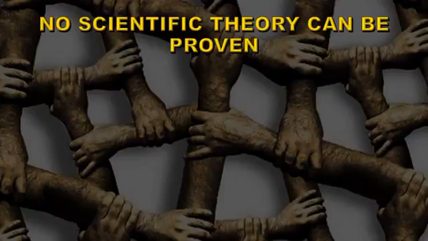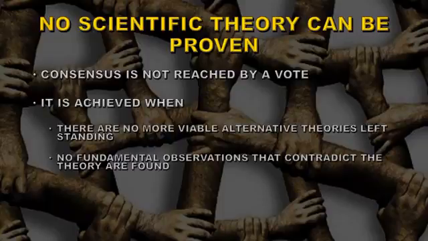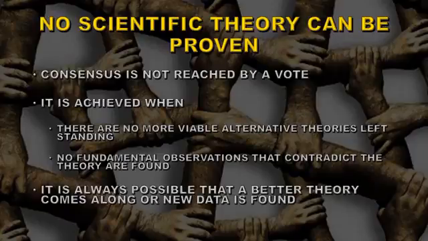A second scientific principle that we should look at is that no scientific theory can be proven. Thus, consensus is not reached by a vote. It is achieved when there are no more viable alternative theories left standing, and we can find no fundamental observations that contradict the theory. But the reason why a scientific theory cannot be proven is there's always a possibility that a better theory will come along which will explain the data better than the current theory.